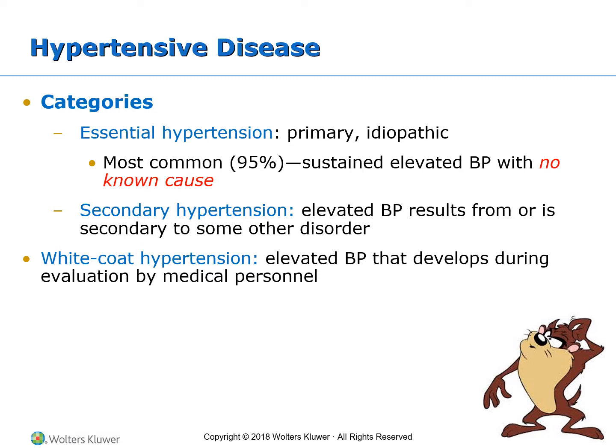Essential and secondary hypertension. Hypertension is further divided into two categories: essential, which is primary or idiopathic, and secondary. Essential hypertension, about 95% of cases, is sustained elevated blood pressure with no known cause. Secondary hypertension is elevated blood pressure that results from or is secondary to some other disorder.